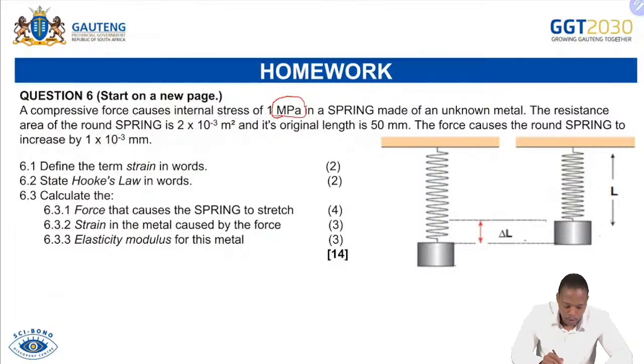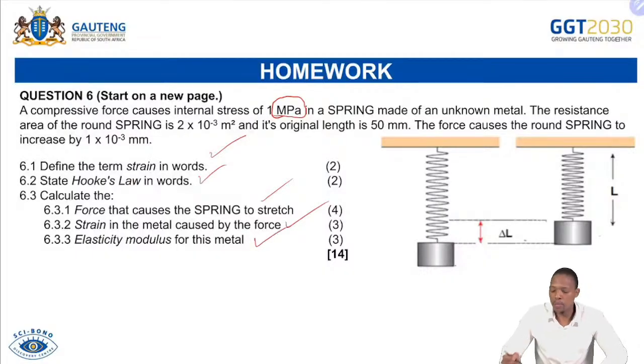So you should be able to calculate, as you can see, the examples, the question is easy. They say define stress, state Hooke's law, verify, 4 marks for spring. Calculate the force that causes the spring to stretch. You are given the stress, you are given the area, you can calculate the force. The strain, you are given the original length, you are given what it increases by, you can calculate that. Elastic modulus, you have the stress, and then you have the strain, you get elastic modulus. Full marks, 14 marks for free.